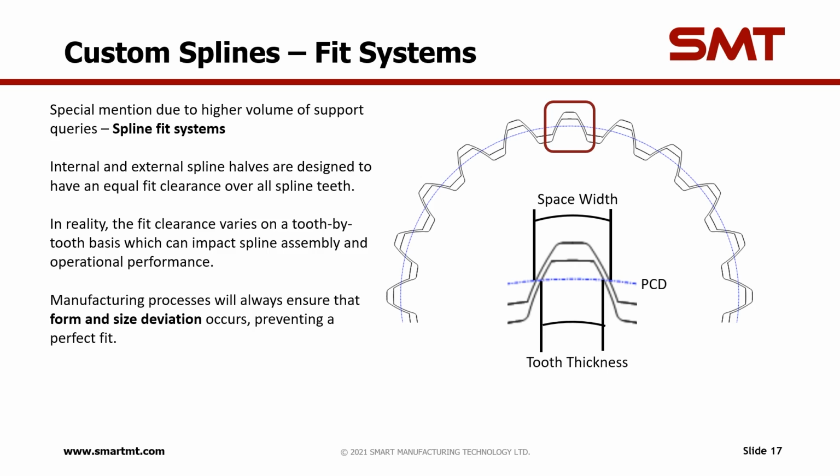What I'm looking at here is the ability to specify various properties to do with the actual and effective spline fits, and this is hopefully just going to clarify what those are. As a bit of an overview, internal and external spline halves are designed to have an equal fit clearance over all the spline teeth. In reality, the fit clearance varies on a tooth-by-tooth basis, which can impact the spline assembly and the resulting operational performance. The manufacturing process will always ensure that form and size deviation occurs, which prevent a perfect fit.